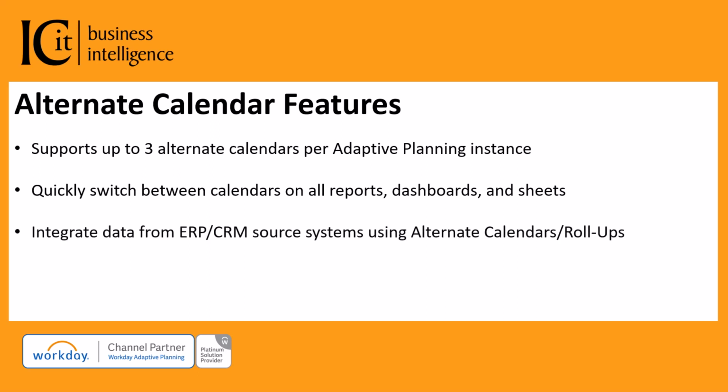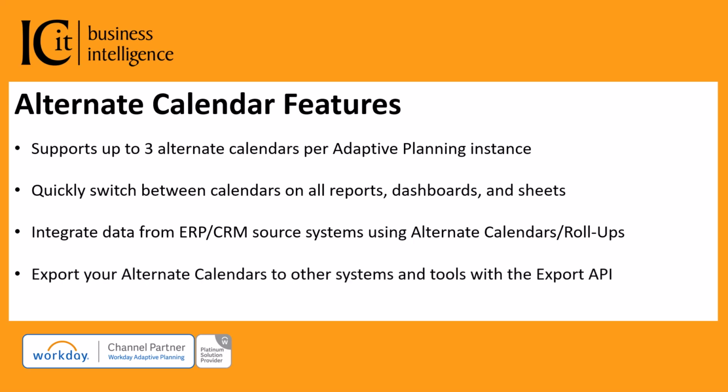You can also integrate your source ERP or CRM systems and load data using the alternate calendars as roll-ups rather than the default calendar. This is especially useful if you're onboarding a new business that has a new ERP system and you want to get stuck into your analysis without having to first map the data into your default calendar structure. And last but not least, you can even export your alternate calendars out of Adaptive Planning for use in other systems using the standard API.